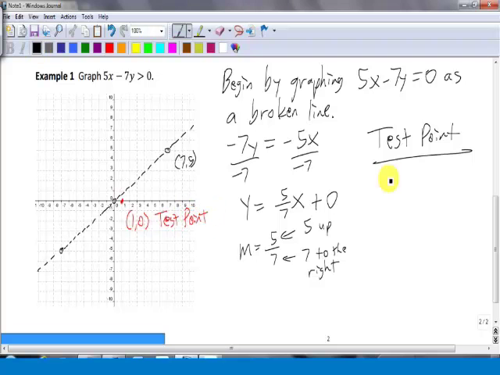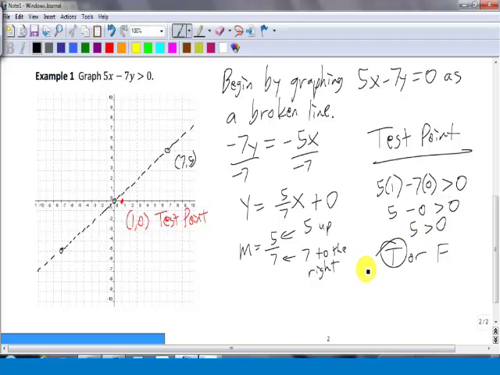So if we substitute 1 for x and 0 for y, we want to classify this as true or false. What do you think? 5 is greater than 0. That's true. So our test point makes it true. Our test point is below and to the right of the line, so we should shade the half plane that lies below and to the right of the line.